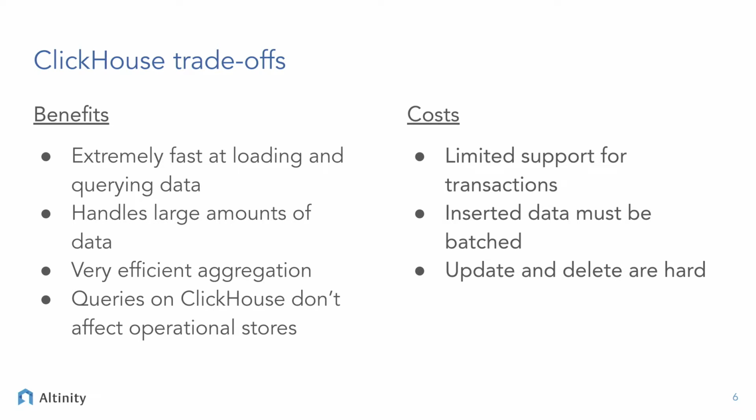So it handles very large amounts of data. The original developers, Yandex, have about 100 trillion rows in their clusters. There are many larger clusters than that now. So it's very, very scalable. It also does incredibly efficient aggregation. So aggregation, averages, sums, looking for uniques, things like that. Those are really important. And the best thing is that if your data is there and you're querying it and pounding away on ClickHouse, it doesn't affect your operational stores, and that's really important.